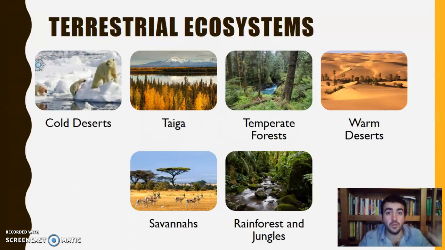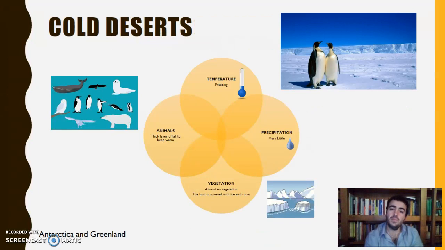The first one we're going to talk about, cold deserts. So when we talk about cold deserts, it's a desert, but not the kind of desert we usually talk about, no? Deserts, it's very hot. No. These deserts are cold deserts, like over here. It's a desert because there's nothing there, no? It's almost no vegetation, and the land is covered by ice and snow.